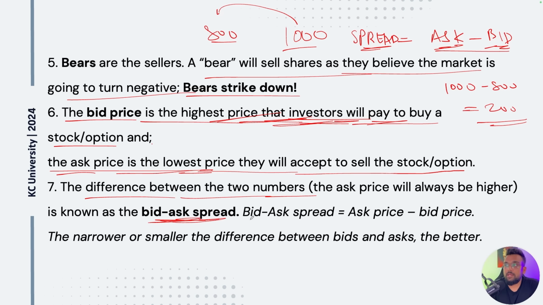Bid-ask spread is ask price minus bid price. Ask price will always be higher. The narrower or smaller the difference between the bids and asks, the better. For example, if you really want to sell your iPhone for $1,000 and somebody comes along and bids $800, you're like, okay, cool, let me wait for a better price. Somebody comes in, drops in $850. Somebody comes in, drops in $900. Somebody comes in, drops $950.